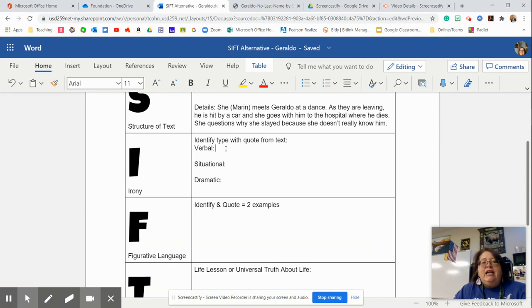Situational irony is something along the lines of maybe when a cop gets pulled over for speeding, or a fireman's house catches fire, or a teacher flunks a test. Okay, that would be situational irony. Dramatic irony is a little different. That is when the audience knows what's going to happen, but the characters in the story or in the play or in the film, they don't know what's going to happen.